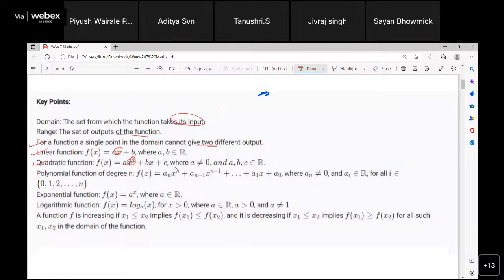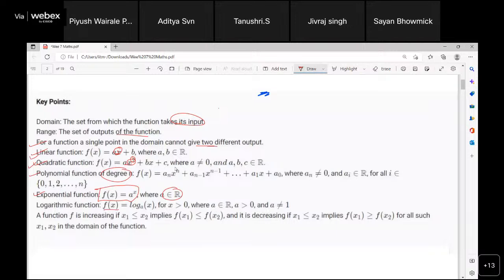Then what is polynomial function? A function of any degree n is known as a polynomial function. So we can say quadratic and linear are also polynomial functions, right? Yes. Now what is exponential function? The function of this type, a to the power x, where a belongs to R. So that is basically an exponential function, right?